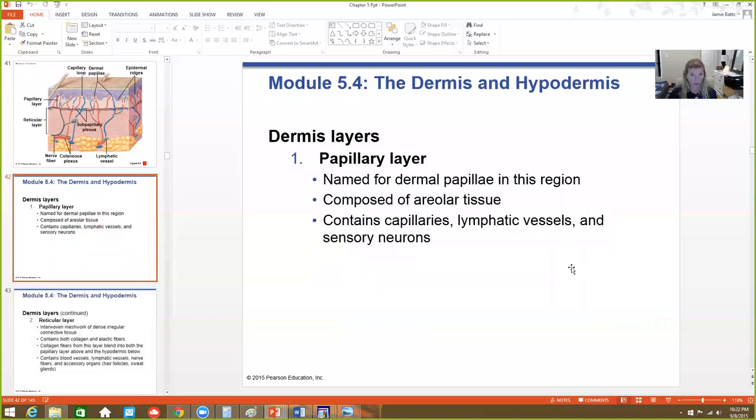It's named for those dermal papillae. It's basically areolar connective tissue, which, as you recall, is made of our collagen, elastic fibers, fibroblasts, fibrocytes, all the different types of cells. There are capillaries, lymphatic vessels, as well as neurons in this papillary layer. So if you cut yourself and you're bleeding, you've probably cut into the papillary layer of your skin.